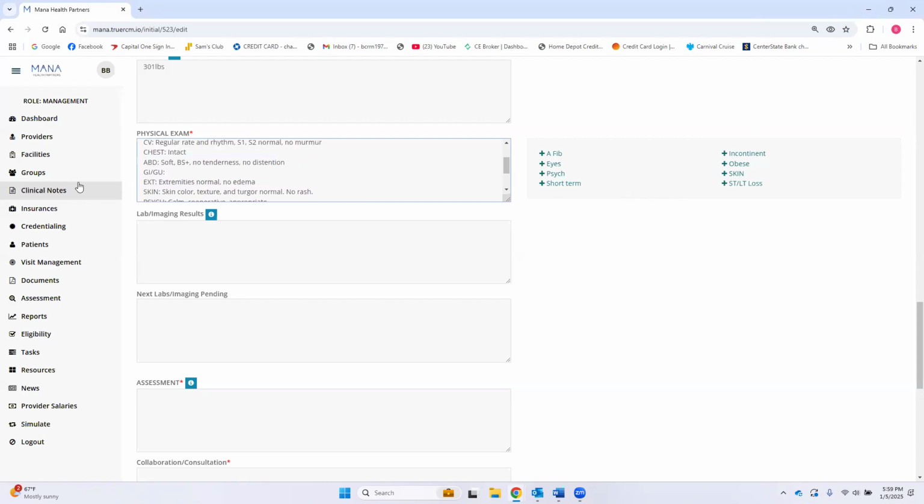There is an incontinent tab, so you can click incontinent. So a bowel and bladder, if they're only incontinent of bladder, you can click that. There's obese.